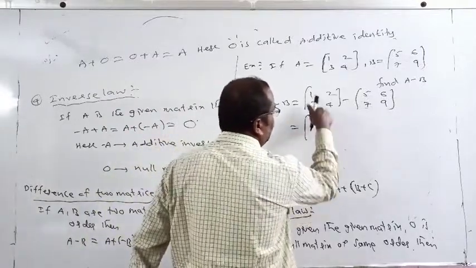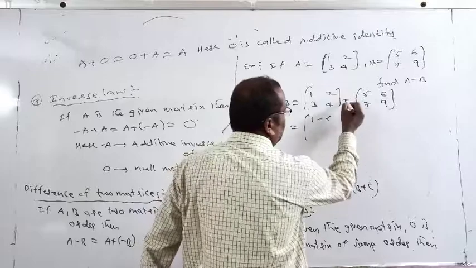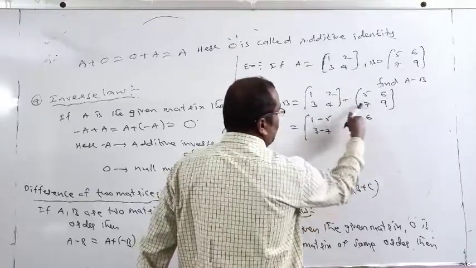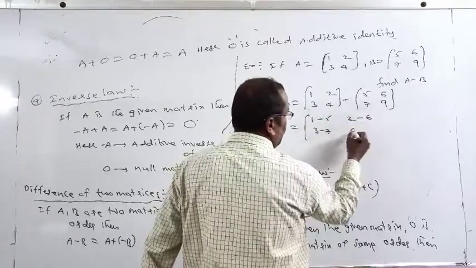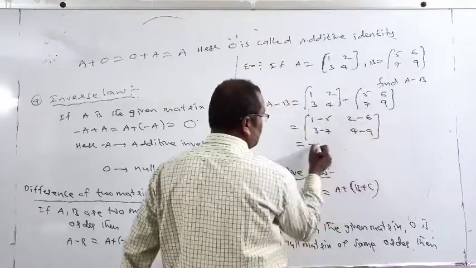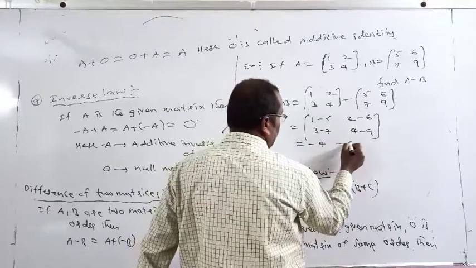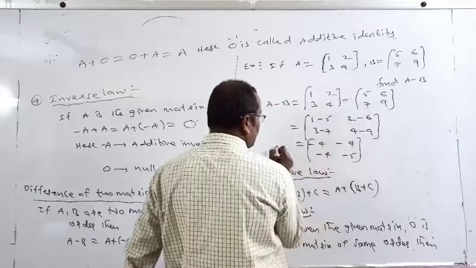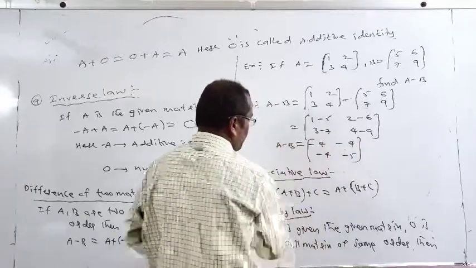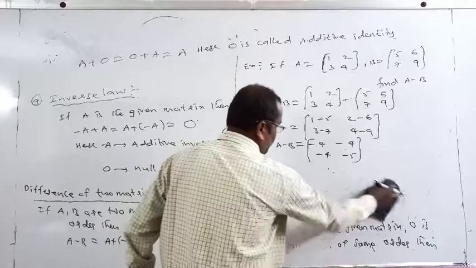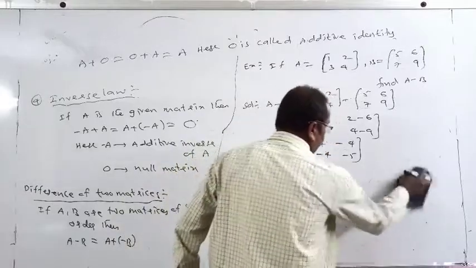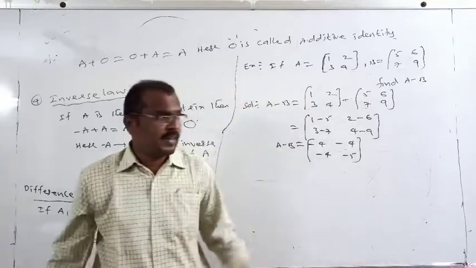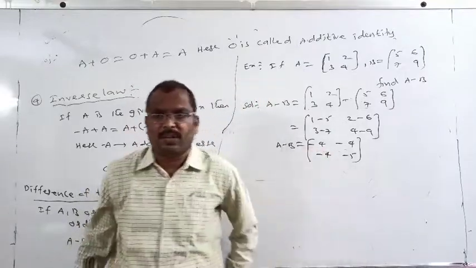1 minus 5, and 2 minus 6, 3 minus 7, 4 minus 9. So the result is minus 4, minus 4, minus 4, minus 5. That is A minus B. A minus B is the same as the A plus B calculation only.